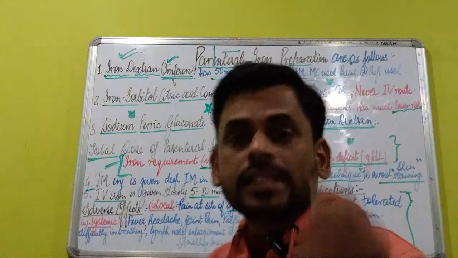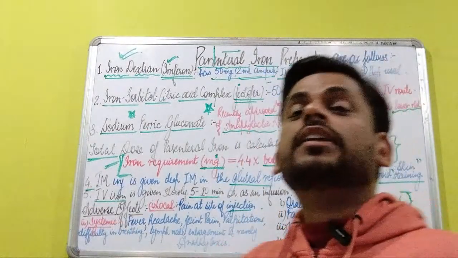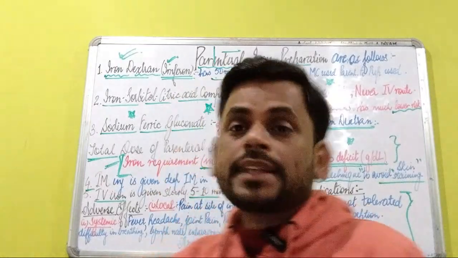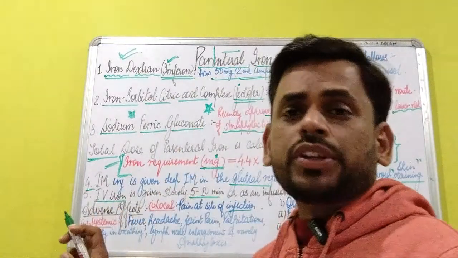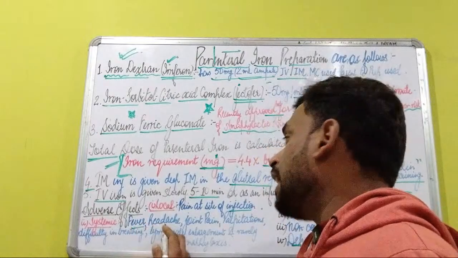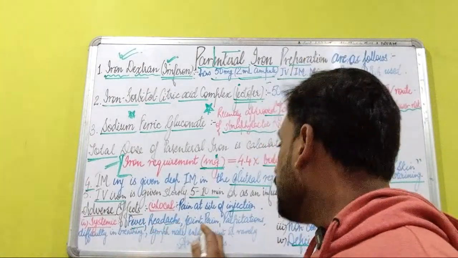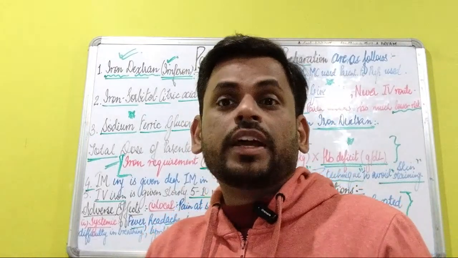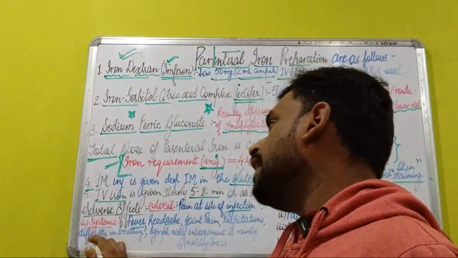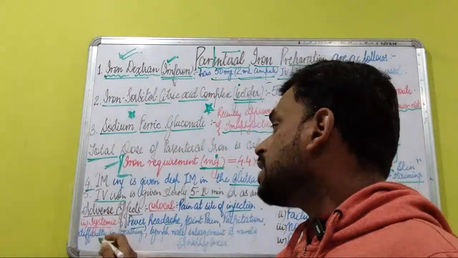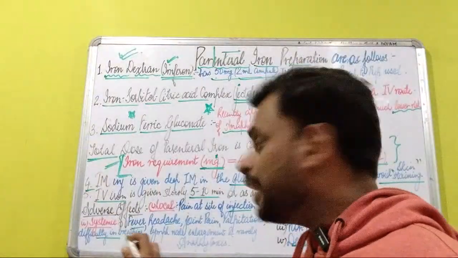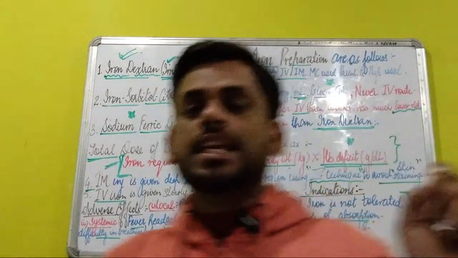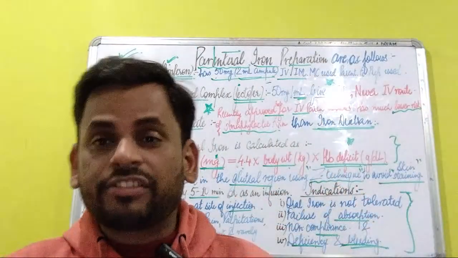When we look at the systemic adverse effects, the patient who is given parenteral iron therapy might experience, for a short duration, fever, headache, joint pain, and palpitations, where the patient may become conscious of their heartbeat. Apart from this, there can be difficulty in breathing, lymph node enlargement, and rarely anaphylaxis as well.